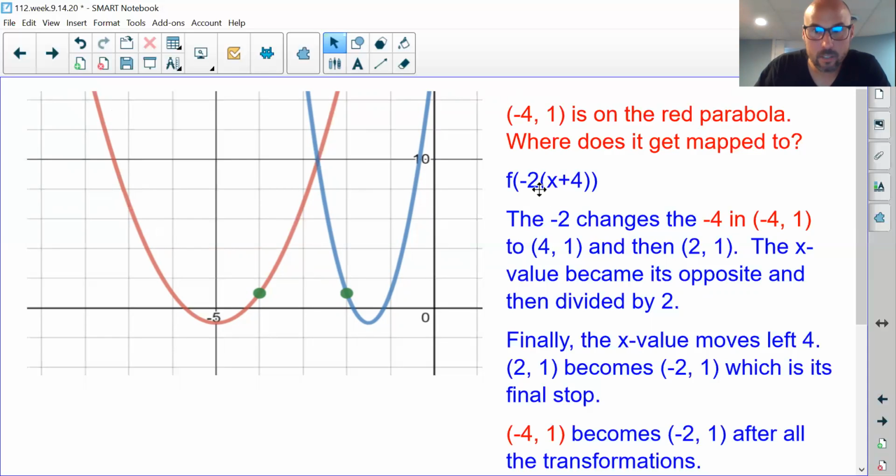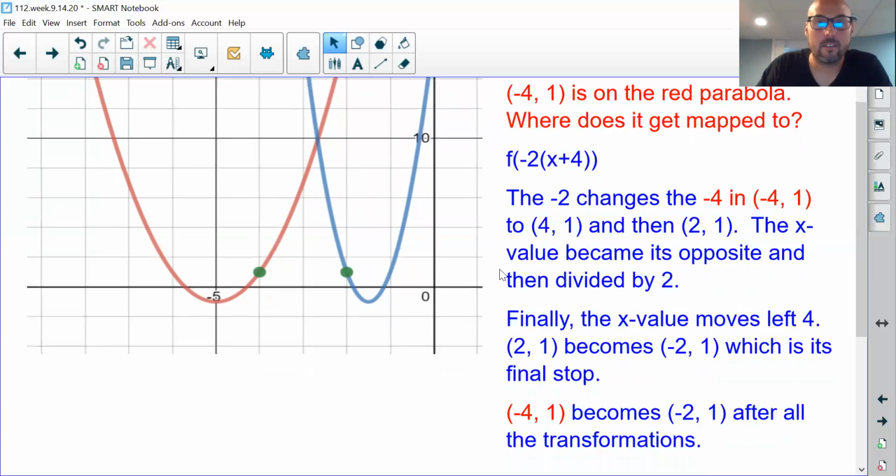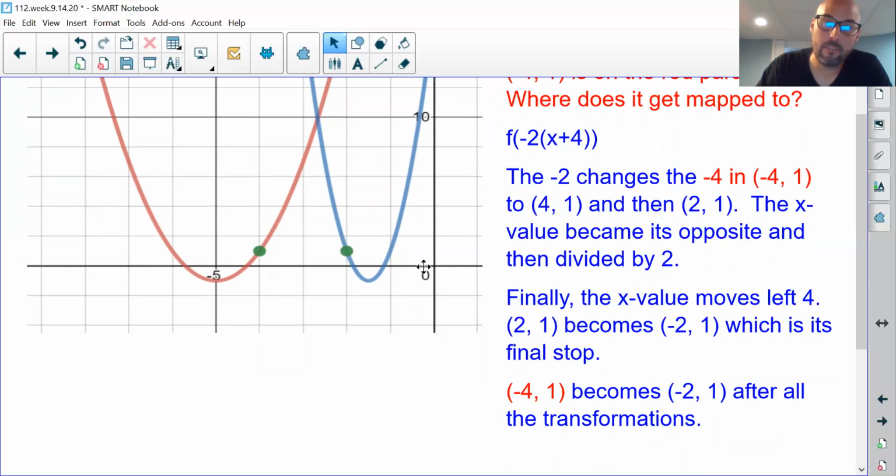So this negative 2, negative 4 as an x value gets divided by negative 2. That will flip it over on the y-axis and cut it in half because of the 2 right there. So negative 4 becomes positive 4, and then positive 4 divided by 2 becomes positive 2. So that's a reflection, and then the horizontal shrinking. Then you move it to the left 4. So remember we were at 2, so if you go to the left 4, that results in negative 2. And so negative 4, 1 ultimately becomes negative 2, 1.